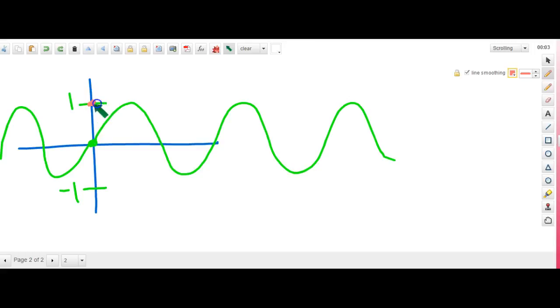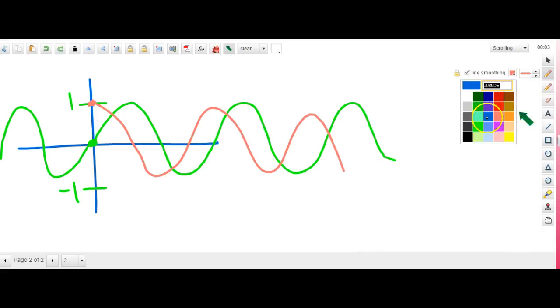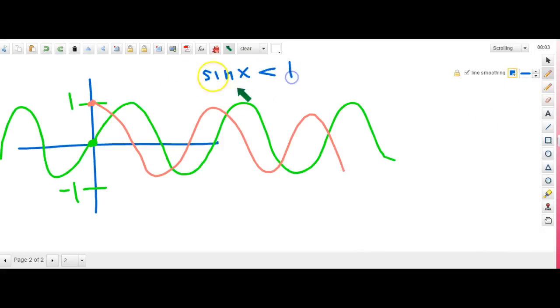Cosine starts at 1, goes to 0, down to -1, and back up. But again, it's limited. It's always between this 1 and -1. So you can make the statement that sine of x is always going to be less than 1 or bigger than -1. And same thing with cosine. It's always going to be less than 1 or bigger than -1.